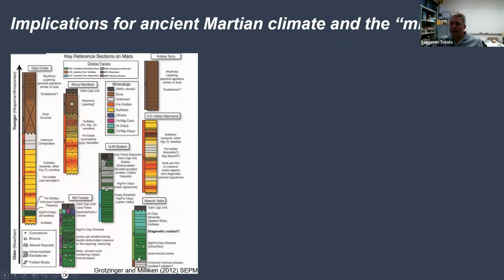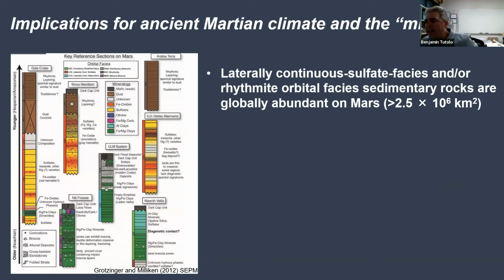This is a fairly old paper now by Grotzinger and Milliken, basically using orbital mapping to define facies around the planet. And again, all over the planet, including in Gale crater, but also elsewhere, we see this transition from sulfates to iron oxides above, and you can map the thickness of these sulfate-bearing units in these craters. If that's the case, the laterally continuous sulfate facies and/or the rhythmite orbital facies, which are both defined here in the Grotzinger and Milliken paper, total on the order of 2.5 times 10 to the 6 kilometers squared, or substantially more if you total their volume.